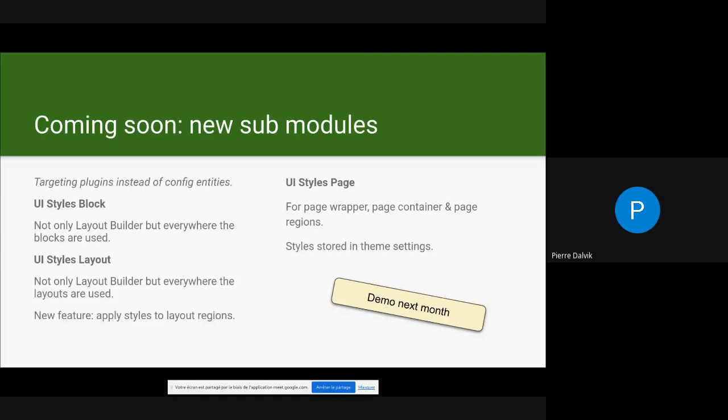And for UI Styles, we will also introduce UI Styles Page to apply styles to the page wrapper, page container, and page region. That means you can change, for example, easily the background color of a page or the margin of a body.